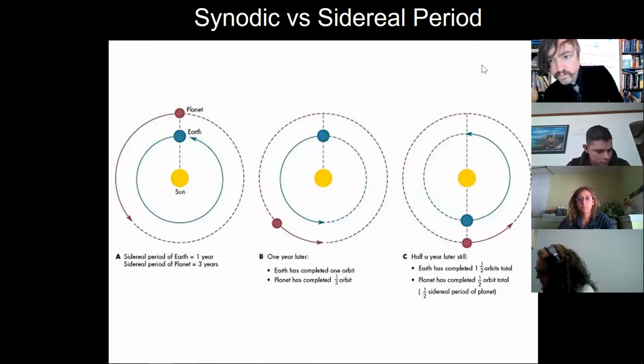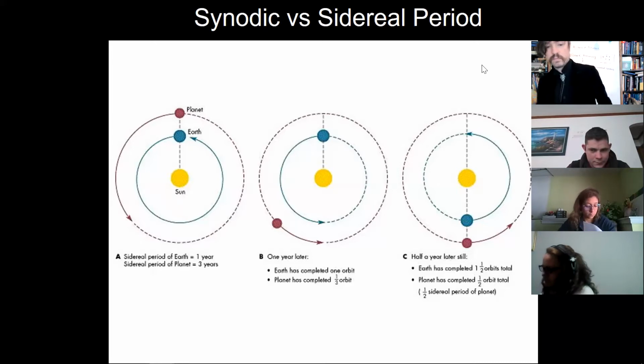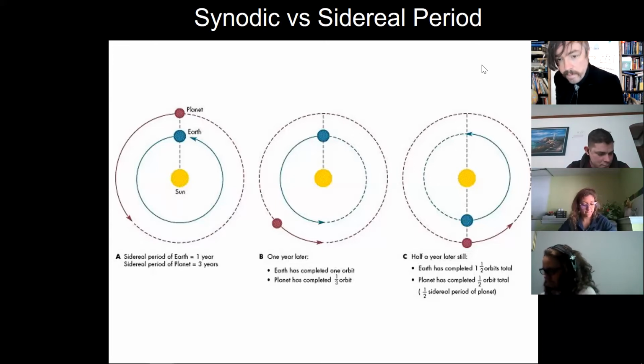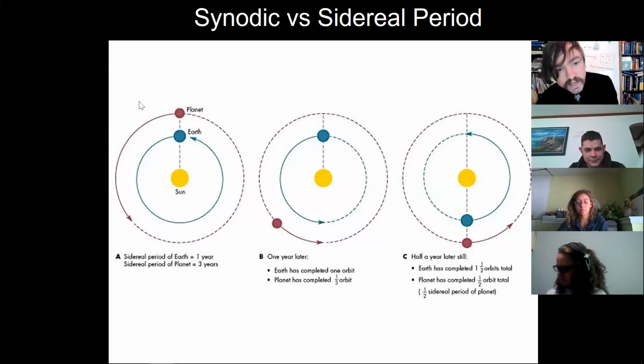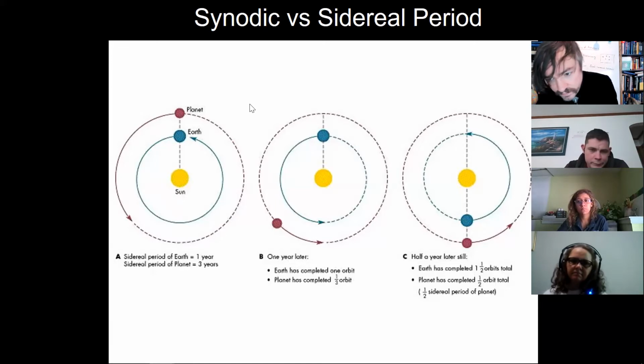It's the time between planetary oppositions. Okay, sounds good when you talk like that, but what does that mean? It's the time for the planet to circle the celestial sphere relative to Earth. Yeah. It's sort of like how long it takes the planet to come back around to the same point in your sky.